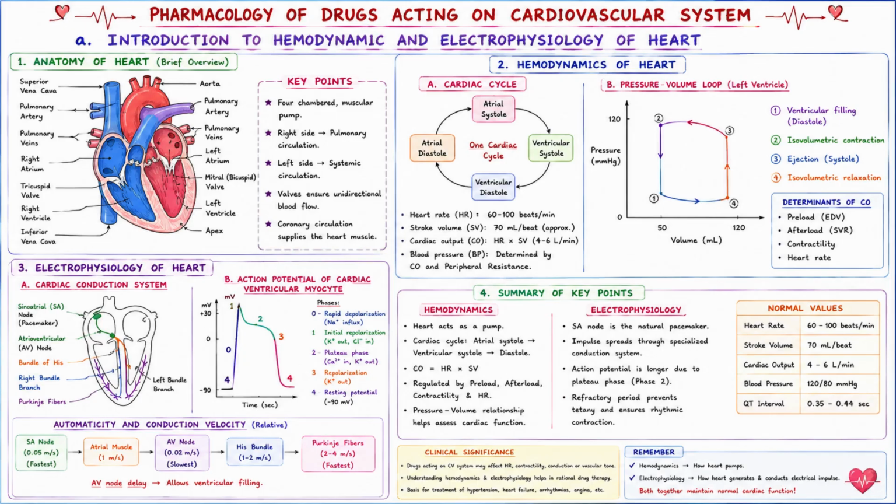Next is ECG. ECG records the electrical activity of the heart. P wave represents atrial depolarization. QRS complex represents ventricular depolarization. T wave represents ventricular repolarization.